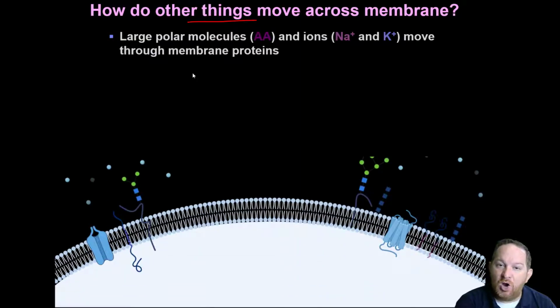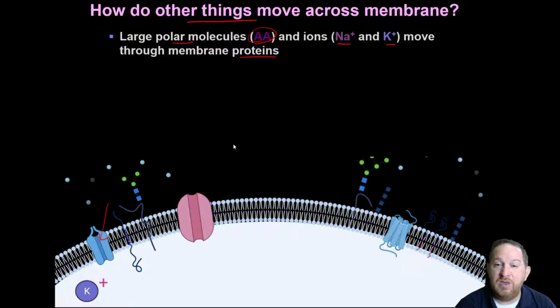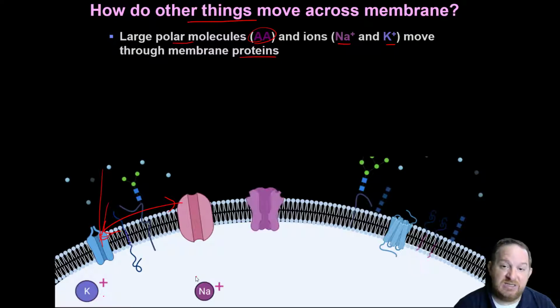Well, large polar molecules like amino acids and ions, like these charged particles here, will have to move through a membrane protein. So here we've got a charged potassium moving right across. Notice that it went right through the membrane. Also notice here that sodium's going through there. Now notice, sodium and potassium used different proteins. They use different channels to get through. There's not one channel that fits all for everything, right? These are specific protein channels for each specific different substance that needs to move across.